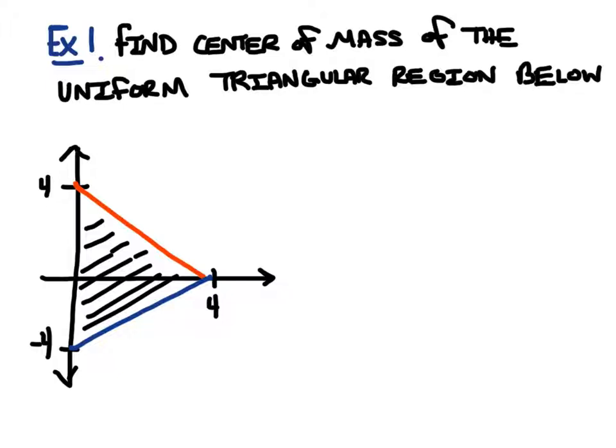And the important thing to look at here is that this thing is uniform. That means that delta, the density, is just a constant. It could be 2, it could be 5, it does not matter. And I'll give you some units here. It's kilograms per meter squared.